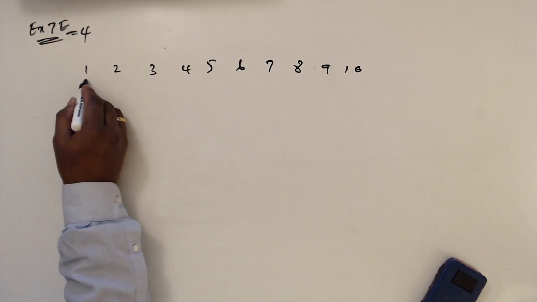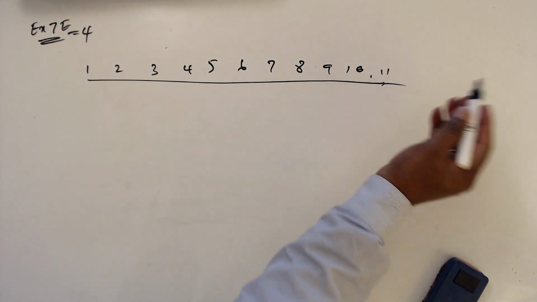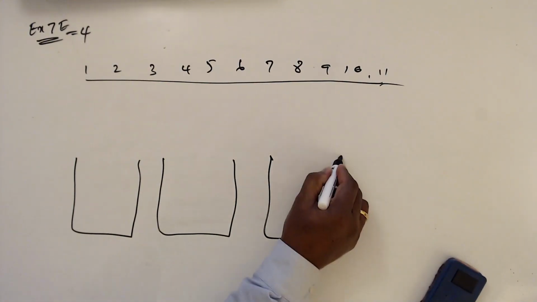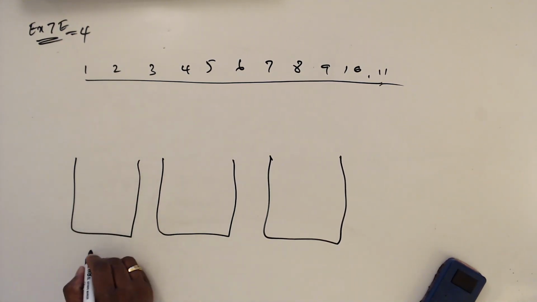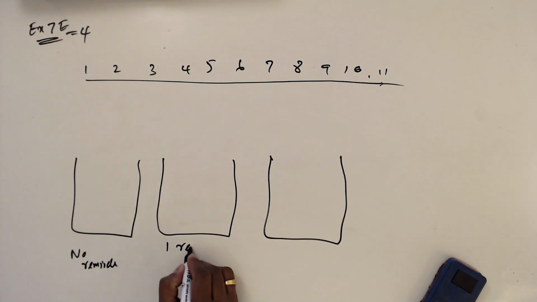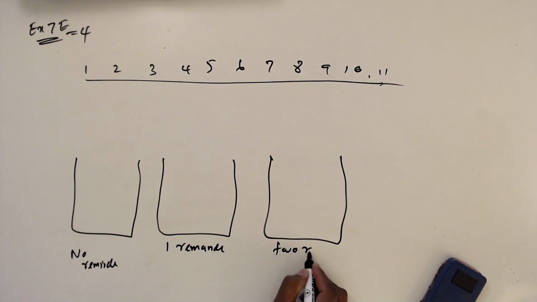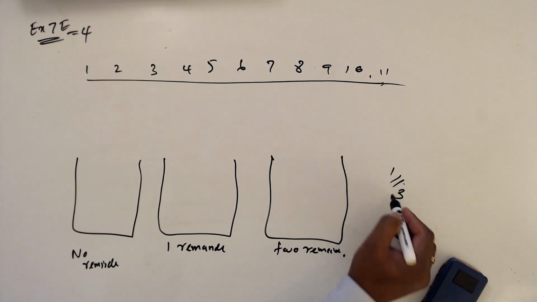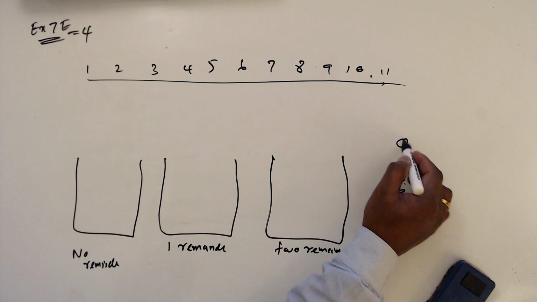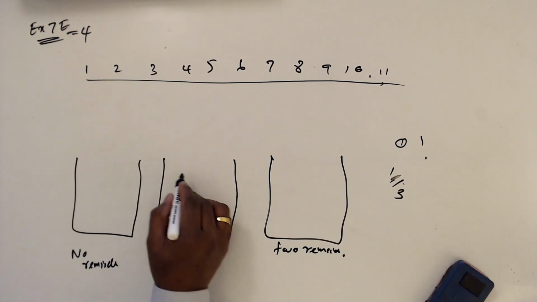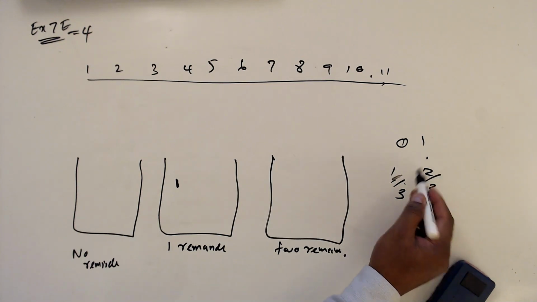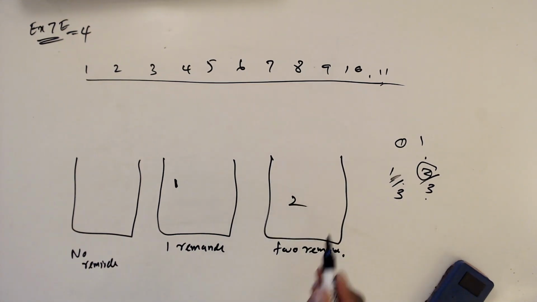Likewise, this is a number line, all integers, 10 and 11 like that up to infinity. These integers I am putting into three baskets: divide with no remainder, one remainder, then two remainders. 1 divided by 3, how many remainders? The remainder is 1, so 1 goes here. 2 divided by 3, you can't divide by 3, just remainder 2, so 2 goes here.